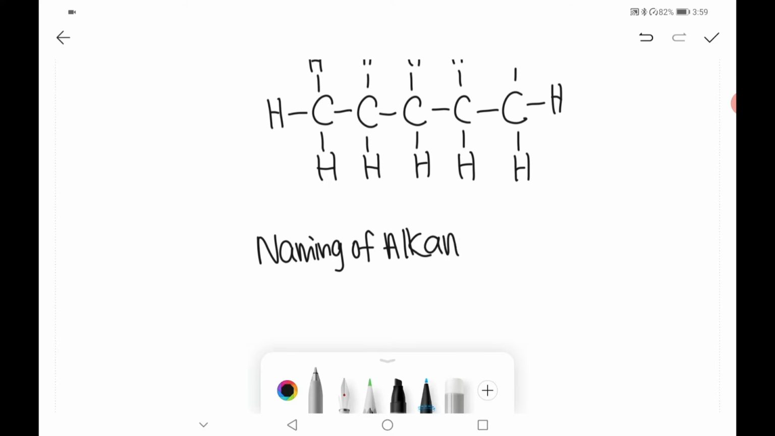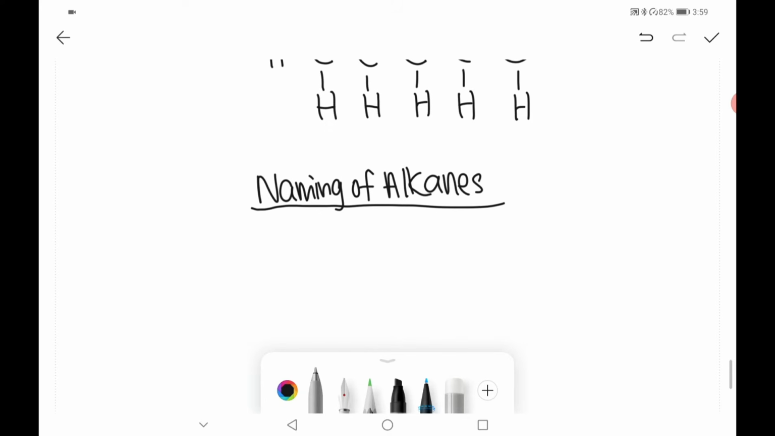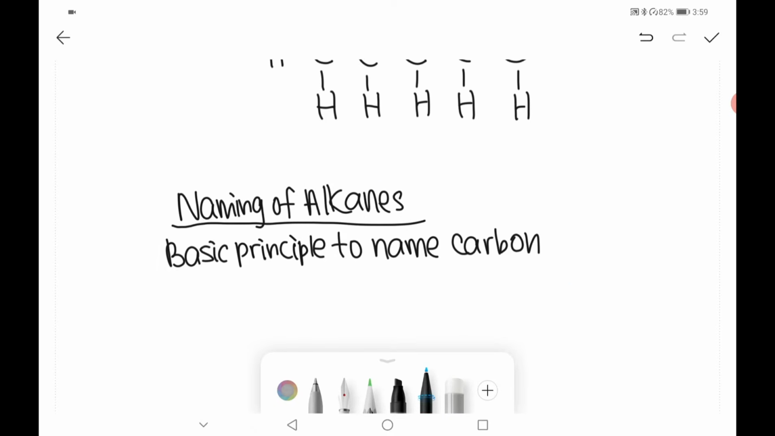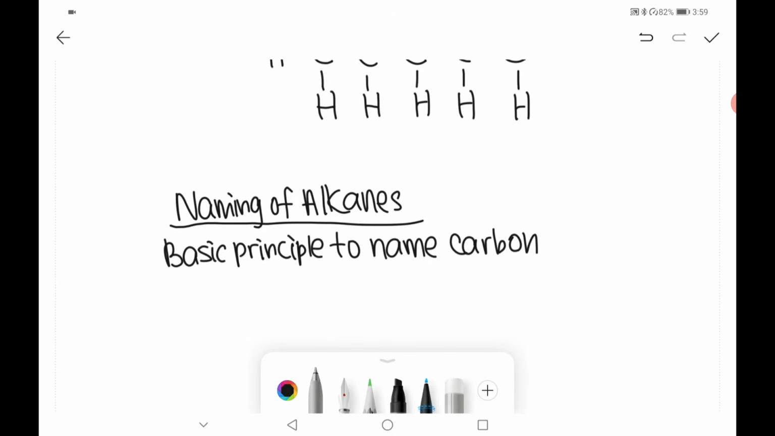I'll start with the basic principle of naming first, then I go into more detail. This is a basic principle to name your carbon compound. If you want to name carbon compounds, not only alkane but also alkene, alcohol, or others, you need to first understand this.